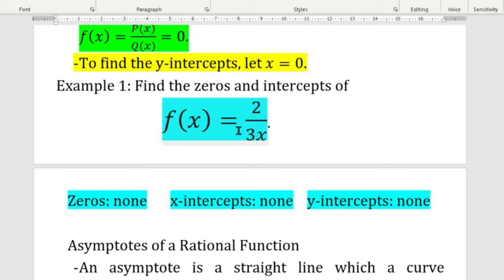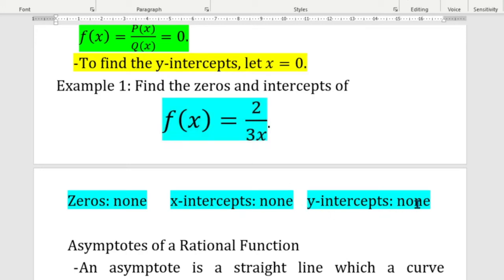Thus, this rational function has no zeros. Since it has no zeros, then it does not also have x-intercepts. What does it mean if our function does not have an x-intercept? It means that the graph of our rational function will never touch or cross the x-axis, because x-intercepts are the points wherein our graph will touch or cross the x-axis.